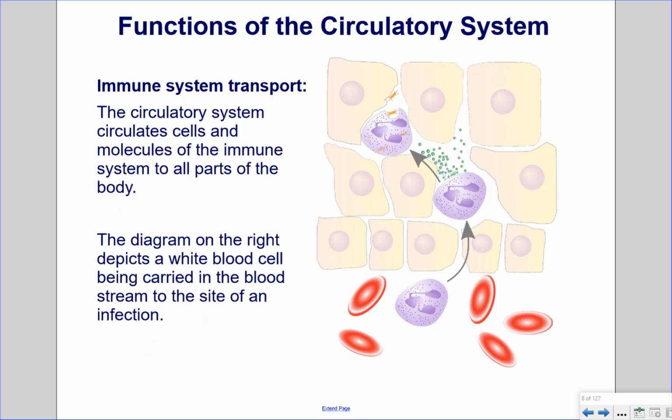Functions of the circulatory system. Immune system transport. The circulatory system circulates cells and molecules of the immune system to all parts of the body. The diagram on the right depicts a white blood cell being carried off in the bloodstream to the site of an infection.